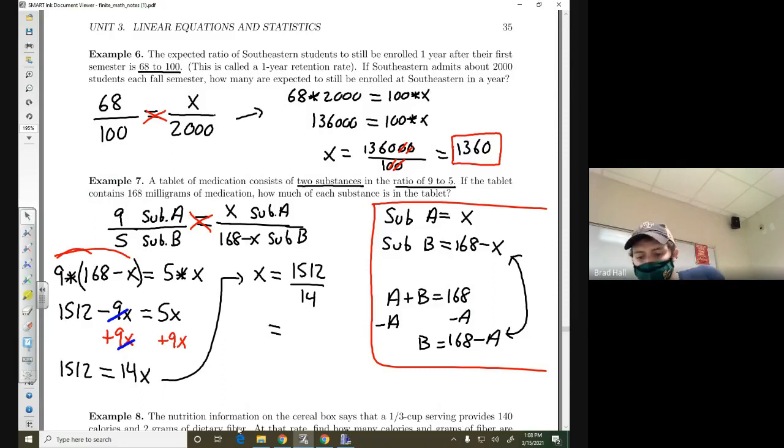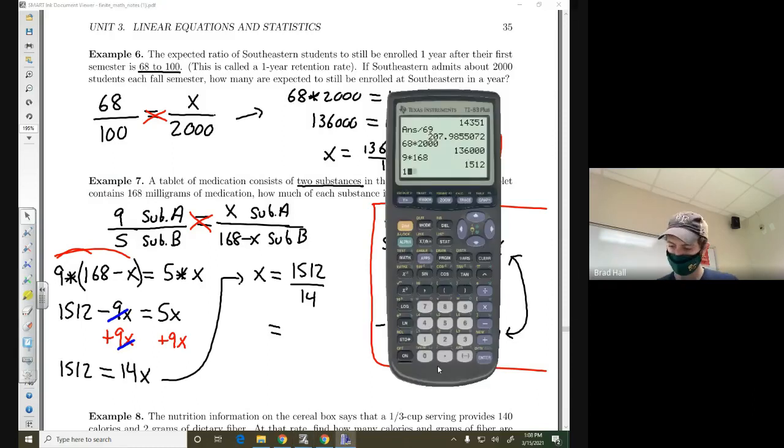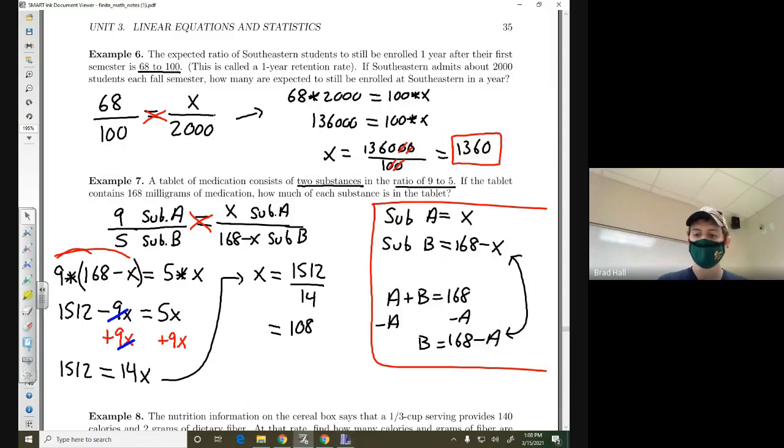So 1512 divided by 14, 108. The interesting thing is, though, we're not done with the problem because they want to know how many of each substance. We only figured out substance A. Because remember, substance A is x. We just found that x is 108. How do we figure out substance B?